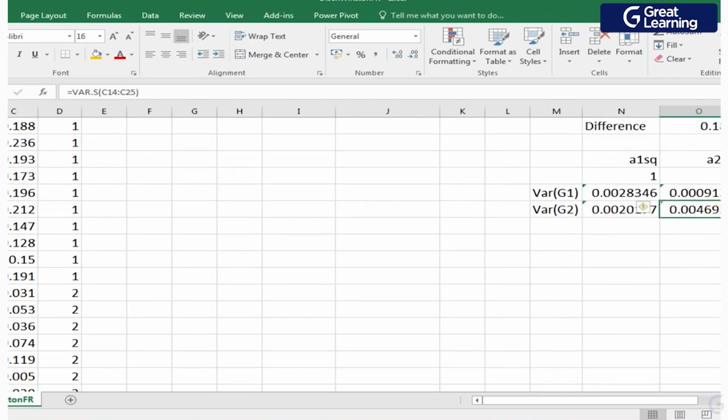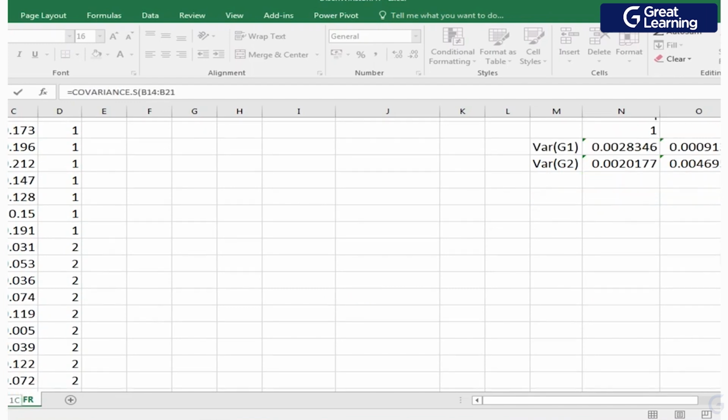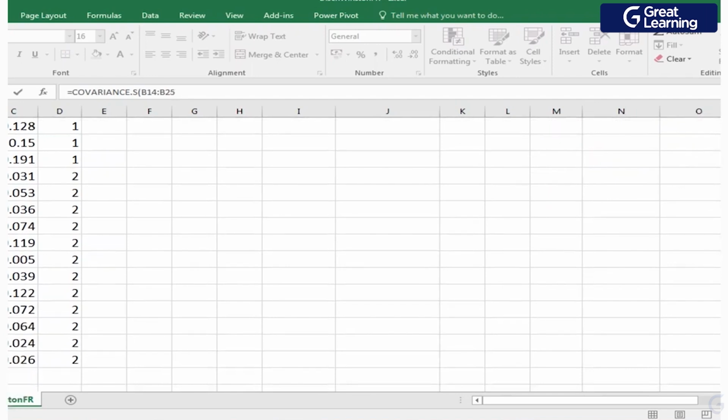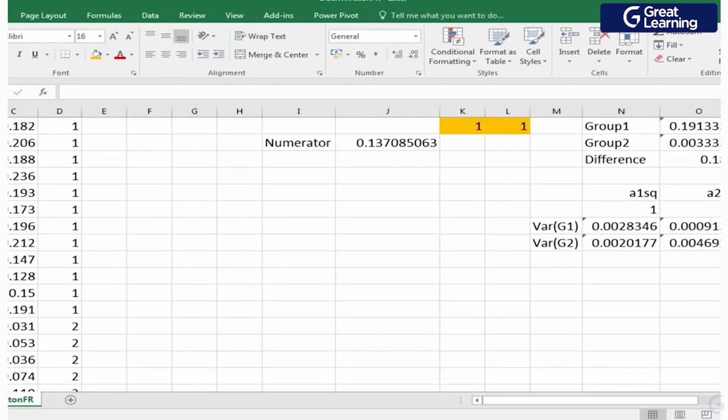0.46951. Then covariance is equal to covariance.S. I should do the first one, 13 to 24, comma 13 to 24 of the second one. Once I do that, I get this expression. Am I right? Now I have to calculate. This is without the coefficients. Are you with me? This is without the coefficients.